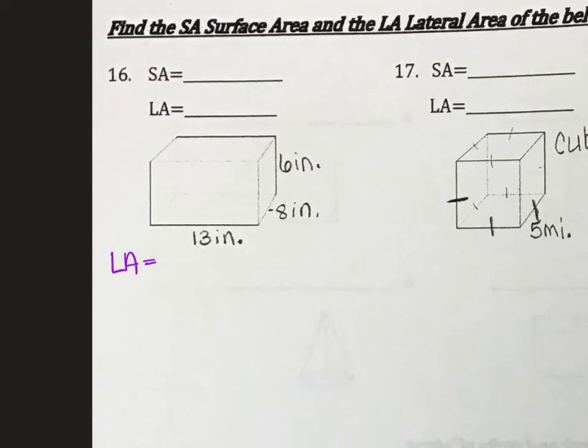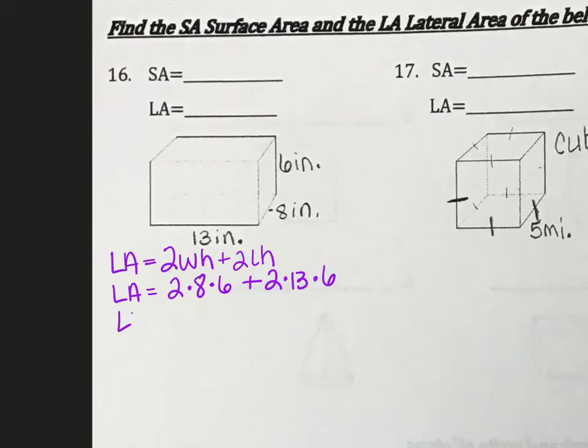LA equals 2 times the width times height plus 2 times the length times height. Now, this is the lateral area. So LA equals 2 times, what's the width, guys? 8. What's the height? 6 plus 2 times, what's the length? 13. Times the height? 6.